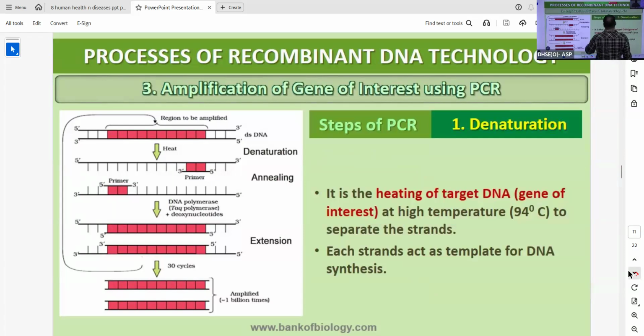तो प्रथम में first step, what is denaturation? Just go through it once and then we'll discuss. Quickly, denaturation को देखो फटाफट.